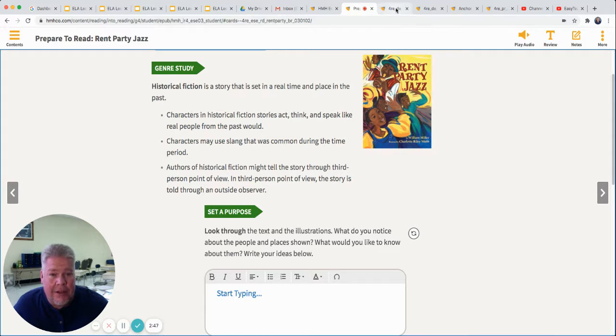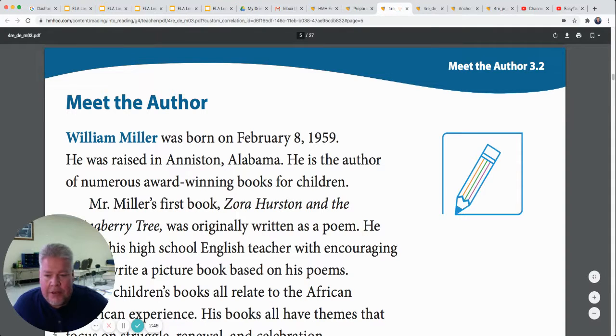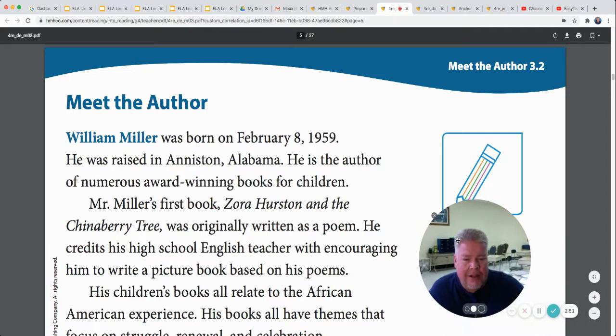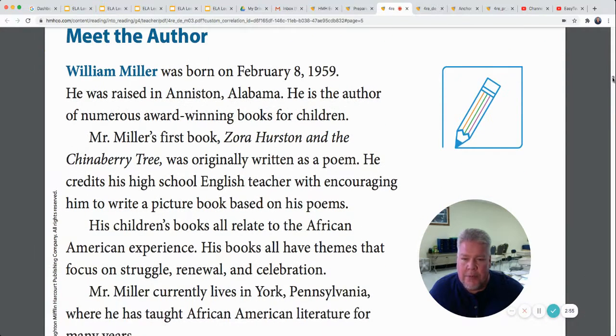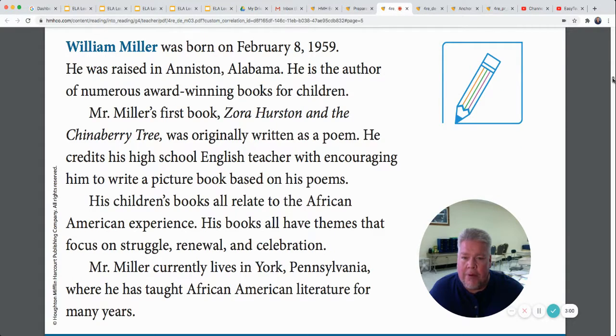Now, as always, we want to see who the author is. Who wrote this story? And why did they write this story? Let's find out about the author. The author's name is William Miller. William Miller. He was born on February 8th, 1959. He was raised in Anniston, Alabama. He's the author of numerous award-winning books for children.